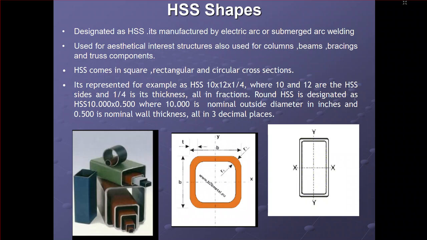Round HSS is designated as HSS 10 x 0.500, where 10 is the nominal outside diameter and 0.500 is the nominal thickness, with all decimals to 3 places. These are the 3D views of how HSS looks, and the 2D views.